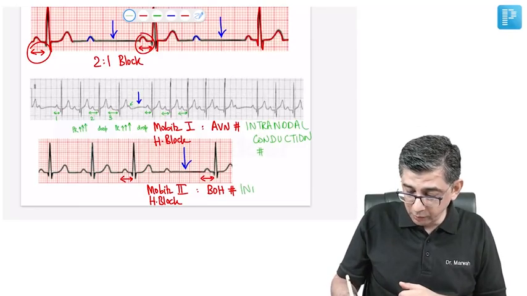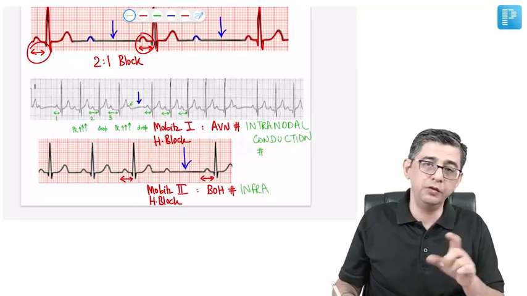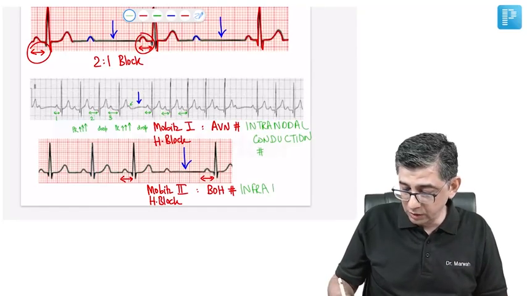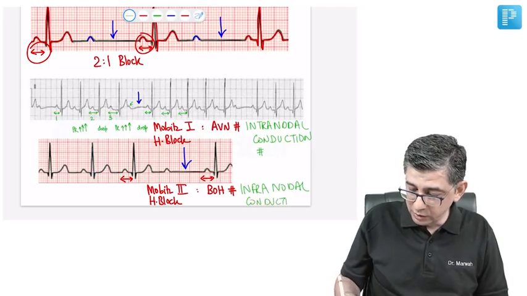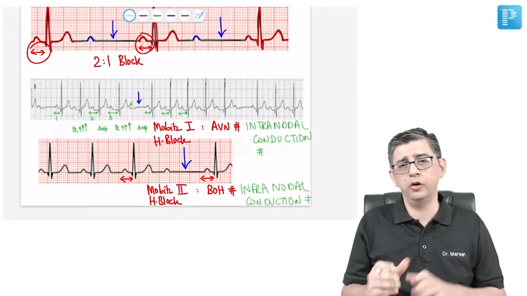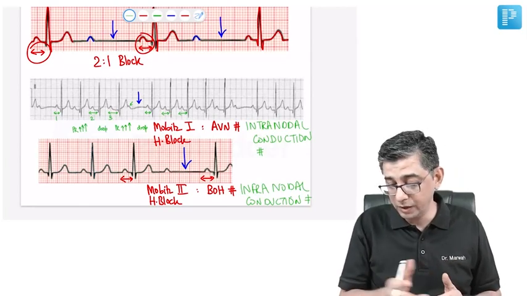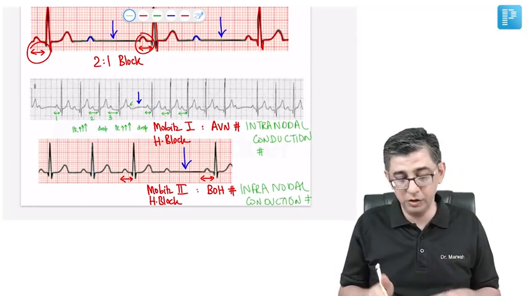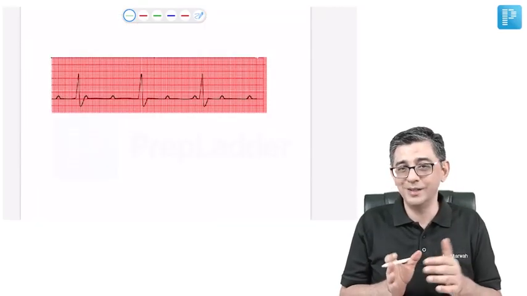But in the bundle of His, the problem is below the AV node. So the term used for a defect below the AV node is infranodal conduction defect. Must-know aspects for you: infranodal, because if you read them wrong in the exam, the chances of getting them wrong will increase. Intra versus infra is the main message, and the party is still on.